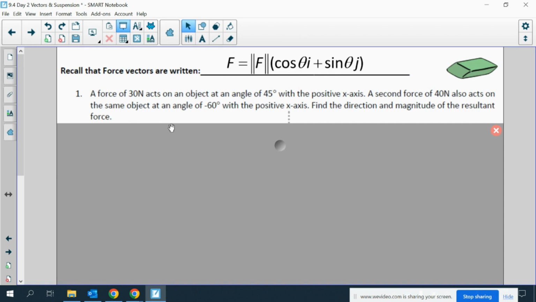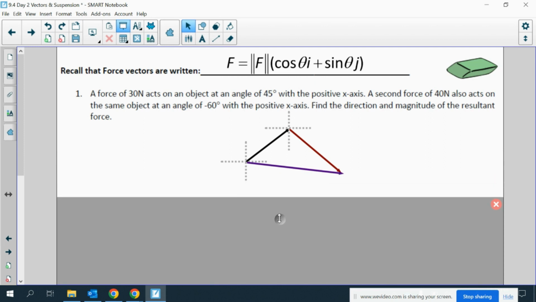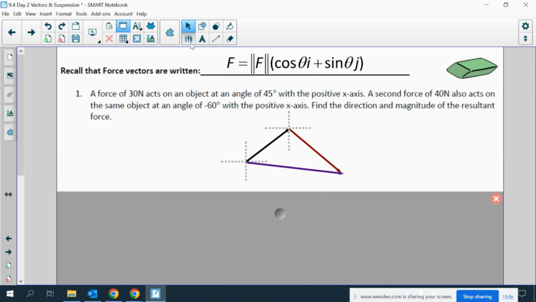So now a force of 30 newtons, so that's our magnitude of the force, acts on an object with an angle of 45 degrees with the positive x-axis. A second force of 40 newtons acts on the same object at an angle of negative 60 degrees with the positive x-axis. So basically what we have pictorially is something that looks like this. We have a 45-degree angle going this way, and we have a 60-degree angle going downward this way.